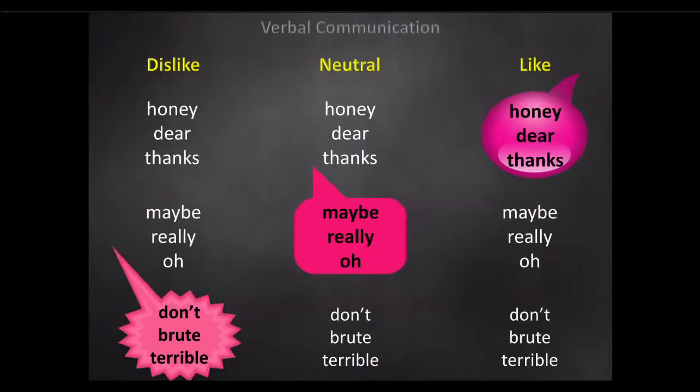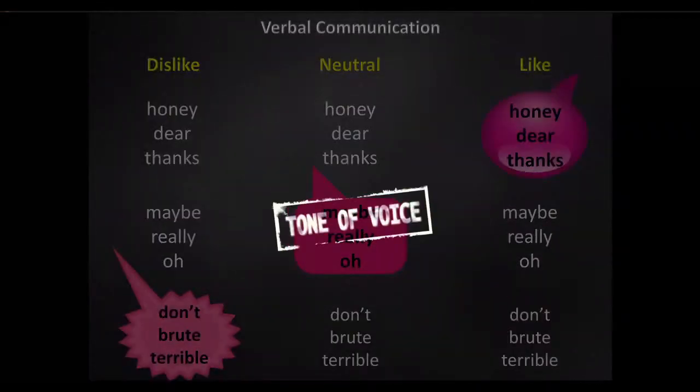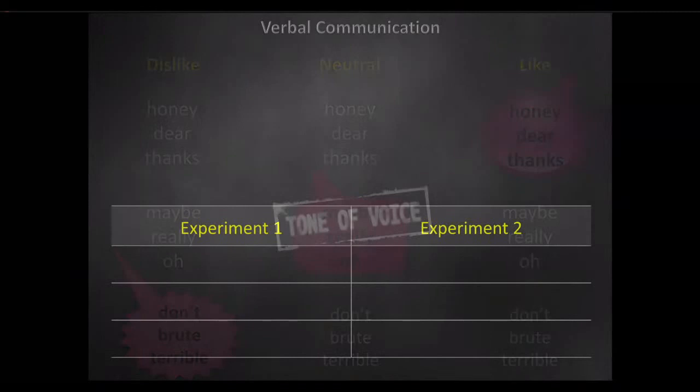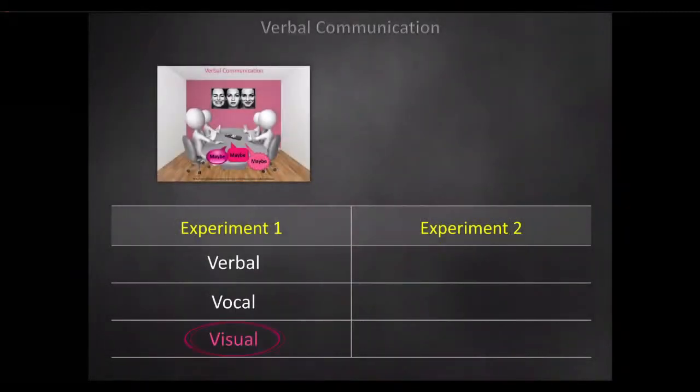Here we are looking at only the verbal and vocal components. So when asked to guess the emotions being conveyed, it turned out that the subjects were more influenced by what? The tone of the voice, rather than the words themselves. This means that the vocal element is more dominant than the verbal element. Here is a summary of the 2 experiments. Experiment 1 and experiment 2.